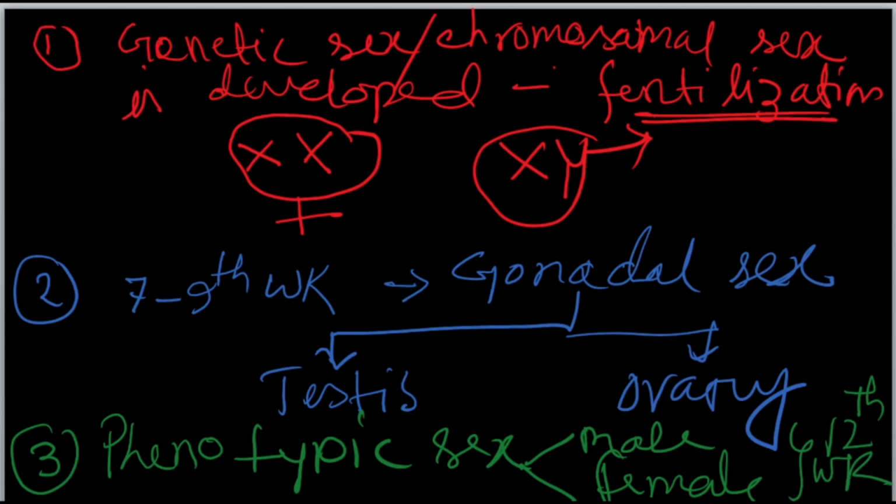So that is a very important topic: genetic sex or chromosomal sex is developed during fertilization. It is important for the MCQ. Then gonadal sex is differentiated to ovary and testis within 7 to 9 weeks. This is also important for MCQ. And the external genitalia are developed within the 12th week of gestational age. This gives rise to either male fetus or female fetus. This is also called the central dogma of sex differentiation.